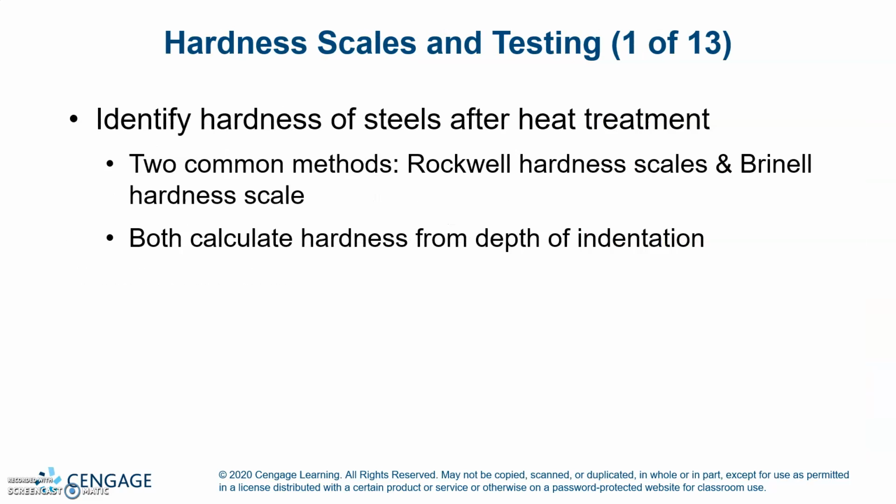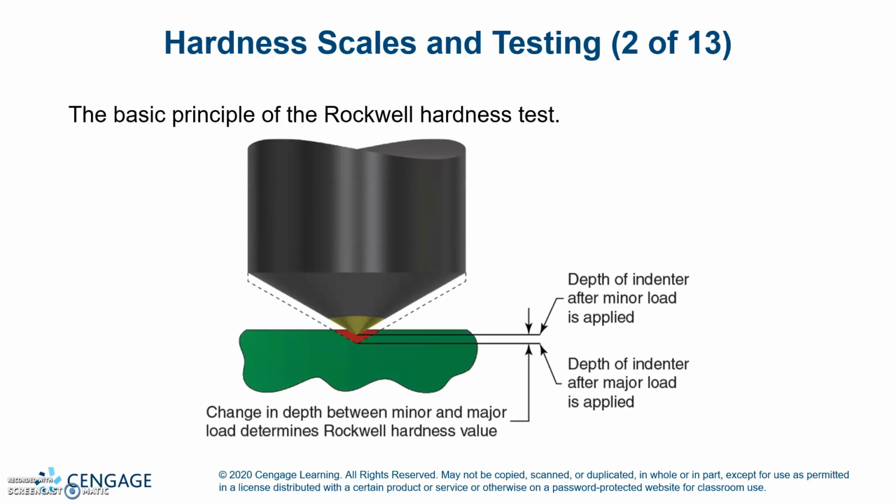Hardness scales and testing identify the hardness of steels after heat treatment. Two common methods are the Rockwell hardness scales and the Brinell hardness scale. Both calculate hardness from depth and indentation.